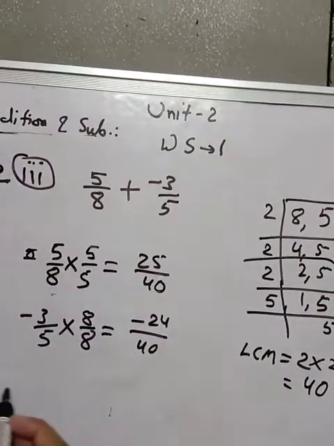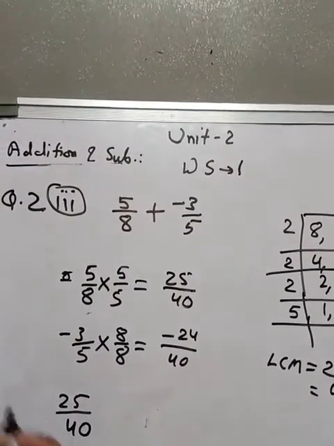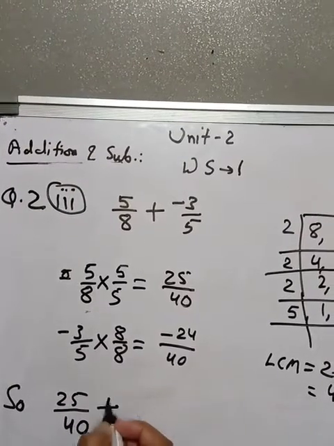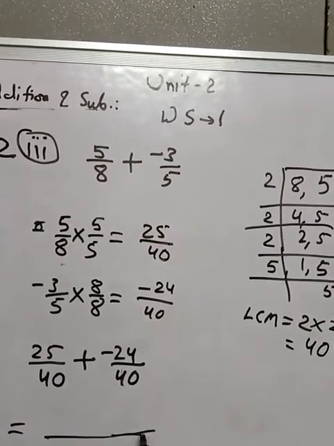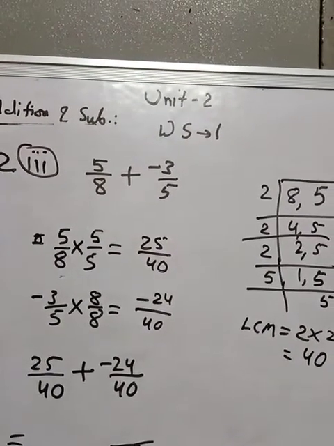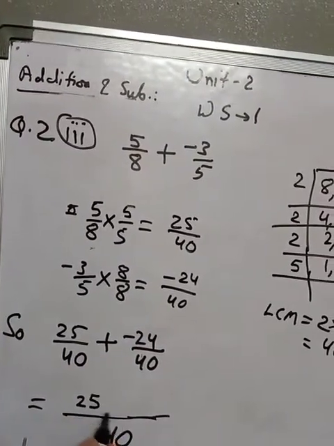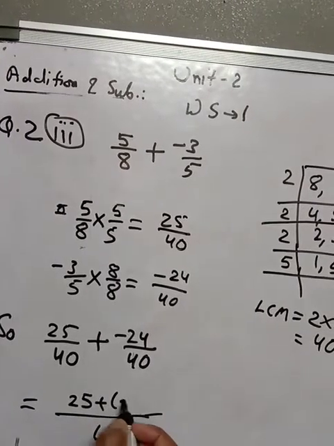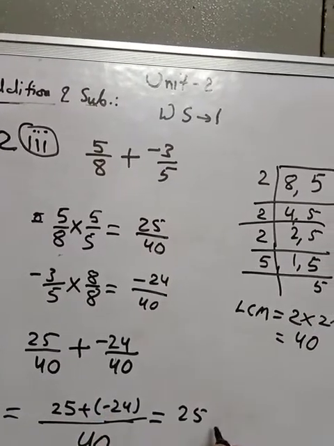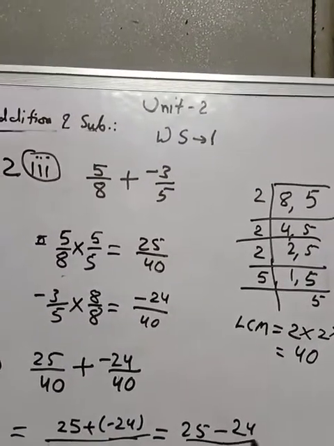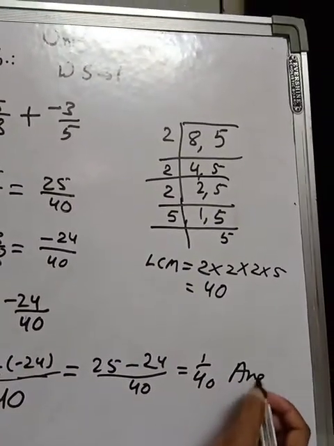Now we will solve this. Instead of this we will write 25 upon 40, and plus minus 24 upon 40. The procedure is the same as I told in the previous question. When the denominators are the same, we write it one time, and add or subtract the numerators. So it will become 25 plus of minus 24 upon 40. So this will be 1 upon 40. This is the answer of this question.